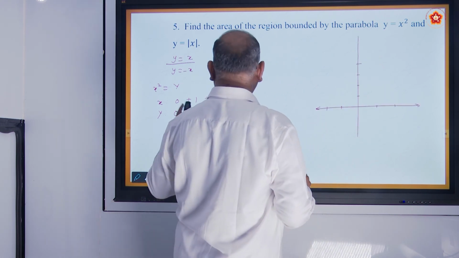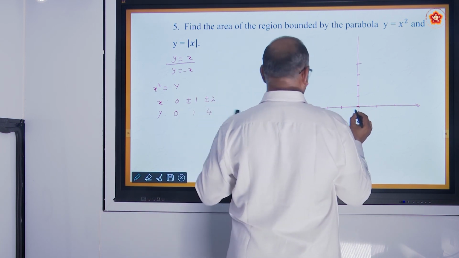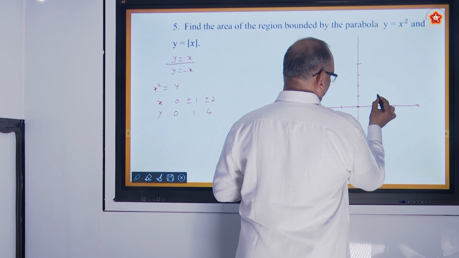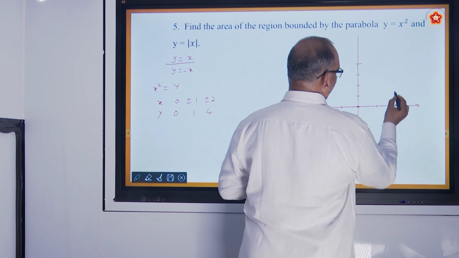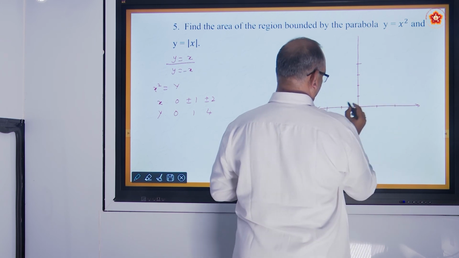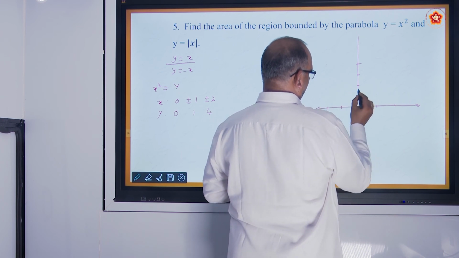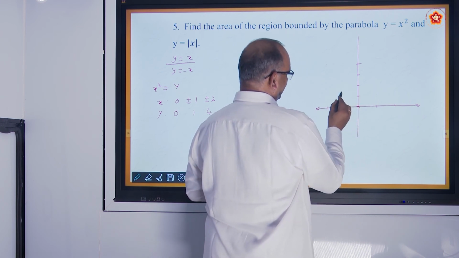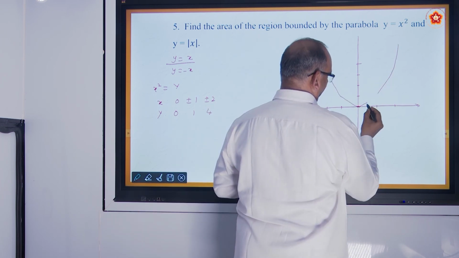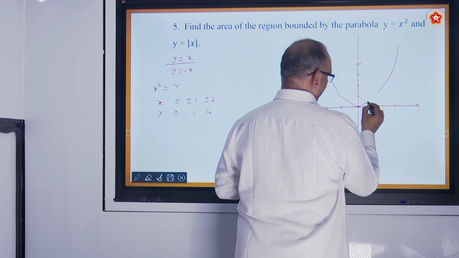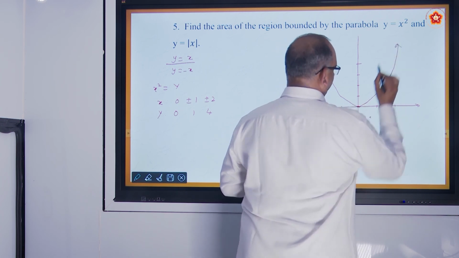Draw the points. First for parabola 0, 0. Then 1, 1 is here. For minus 1 also 1 is here. For 2 it is 4, somewhere here. For 2 it is 4, minus 2 also it is 4. So, join these points to get the parabola. Okay, so this is the parabola.